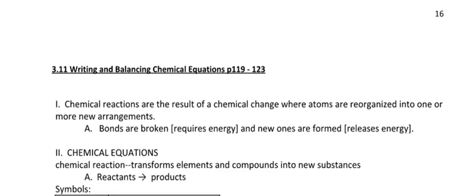We're going to talk about some simple rules a little bit later on, but for right now, let's see what we're saying. Chemical reactions, what are they? They are the result of chemical change where atoms are reorganized into one or more new arrangements. They're just reorganized. So bonds are broken, which requires energy, and we'll talk a lot about that later on. And new ones are formed, which will release energy, okay? So a chemical reaction transforms elements and compounds into something new, okay? Reactants go to products, so I think you remembered that.